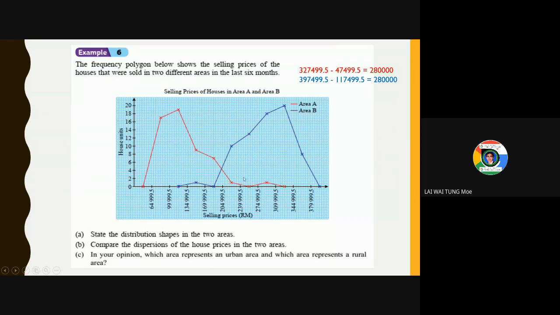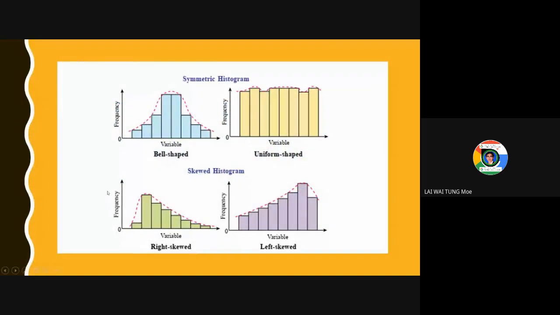Is it uniform? Is it a bell shape? Is it right skew, left skew? Which one? Anyone can try? Right skew, okay. Right skew, let's look at the notes before that. So the red color polygon is similar to this one, right? It first goes up and then gradually comes down. So this is right skew.